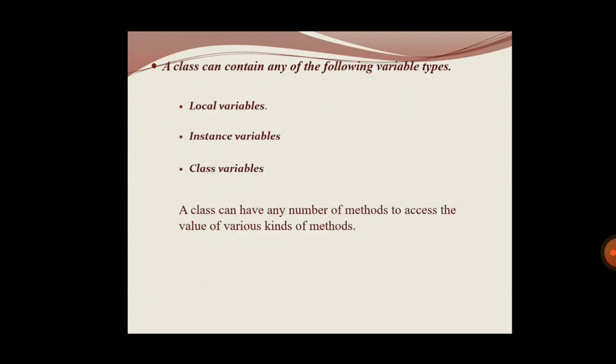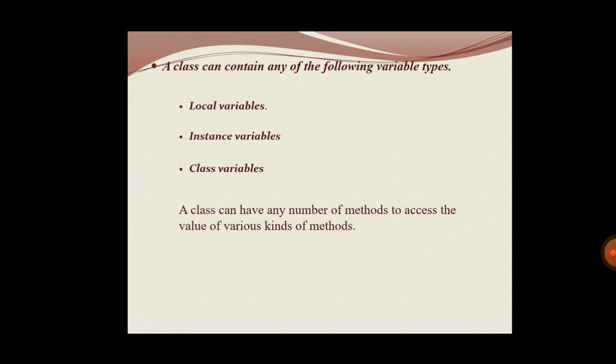Okay, next we can know about the different variable types. So here we are having local variable, instance variable and class variable. A variable that is defined inside the method, constructor or a block is called the local variable. The variable will be declared and initialized within the method and will be destroyed when the method has completed. So this is what is called the local variable.